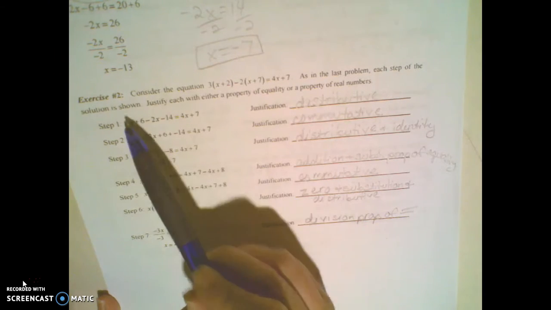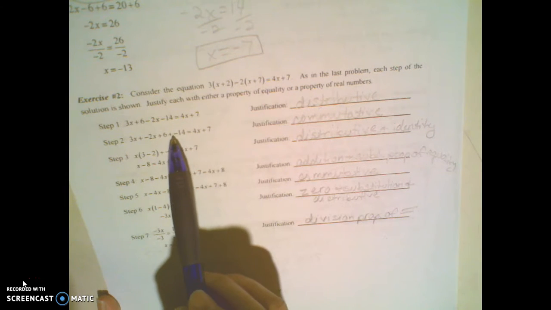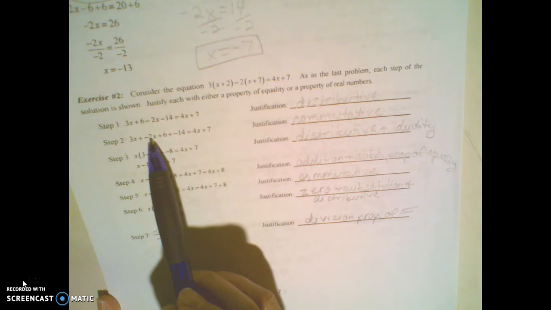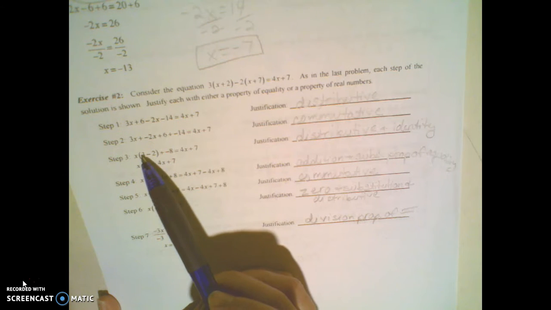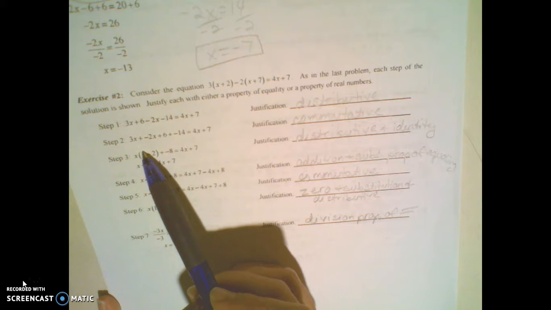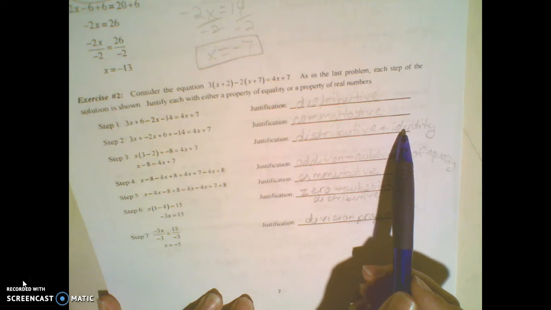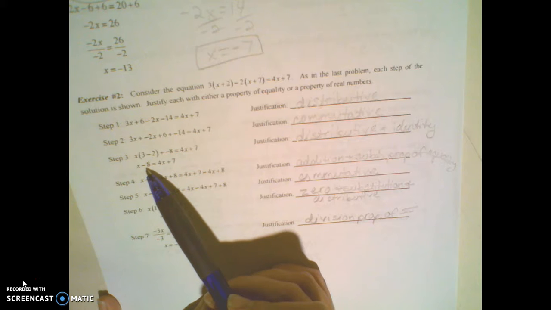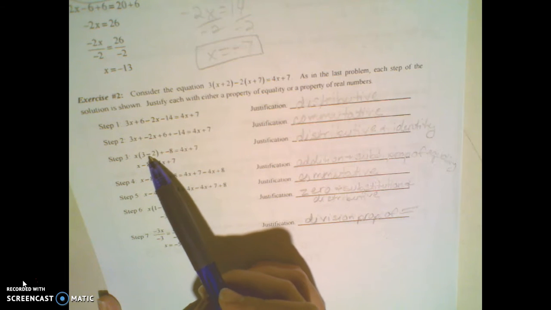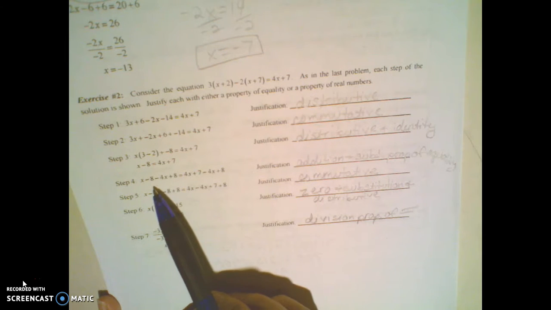This one is distributive because they distributed all of those numbers. Commutative because they switched some of the numbers around. So the -2x and the +6, they switched those. Distributive, where this is actually like the opposite of the distributive property. And then identity, because 3 minus 2 is 1, and then x times 1 is x. So they kind of did 2 steps at once there.